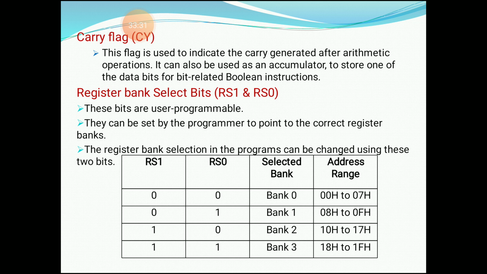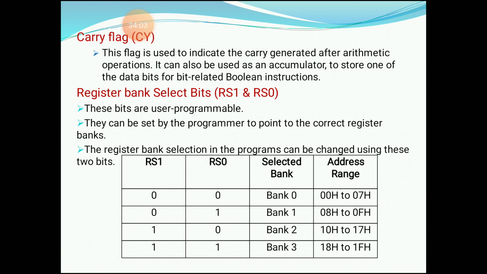The register bank select bits RS1 and RS0. These bits are user programmable. They can be set by the programmer to point to the correct register bank. The register bank selection in the program can be changed by using these 2 bits. For RS1, RS0 equal to 00, the processor selects bank 0. Bits 01, bank 1. Bits 10, bank 2. And bits 11, bank 3 is selected.